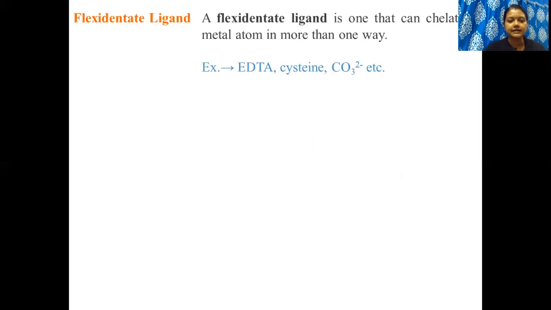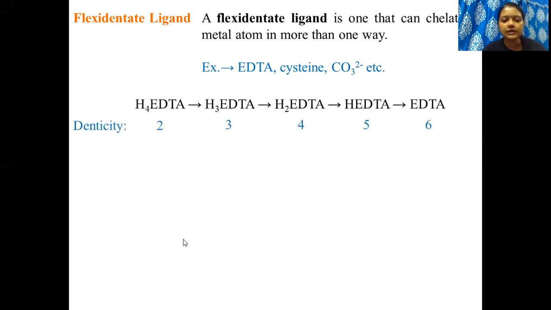Now the flexidentate ligand. A flexidentate ligand is one that can chelate the metal atom in more than one way. Examples are EDTA, cysteine, carbonate ion, etc. In the case of EDTA, the first one is H4EDTA, where the whole EDTA molecule has two donor sites, which means only two nitrogen atoms act as donor sites.